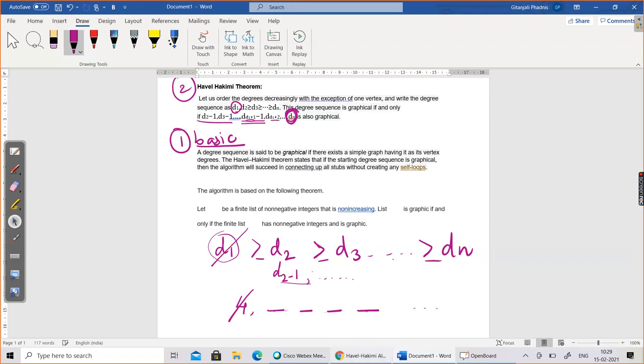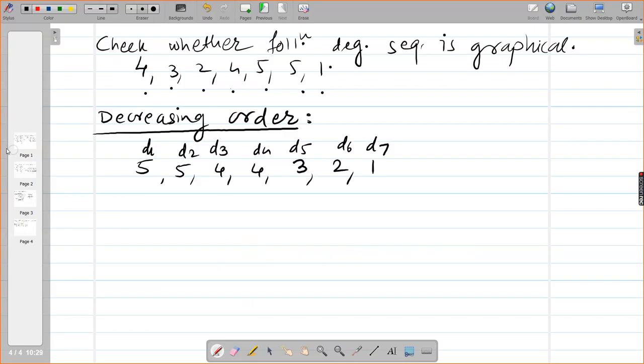Okay, so let us see more in the example. Now see, how many vertices are there? 7. What is the first number? 5, right? So I am cancelling that 5 and from the next 5 numbers I will subtract 1. You understand this? Yes, ma'am.